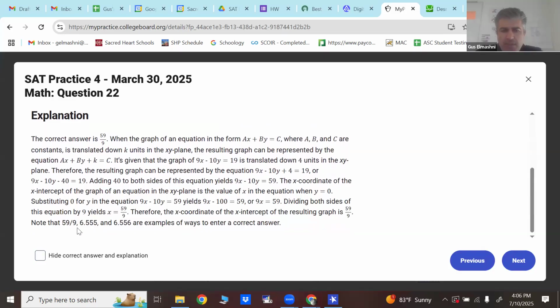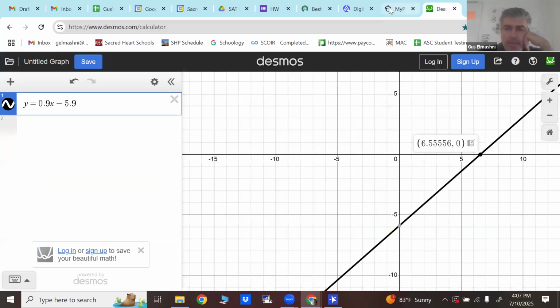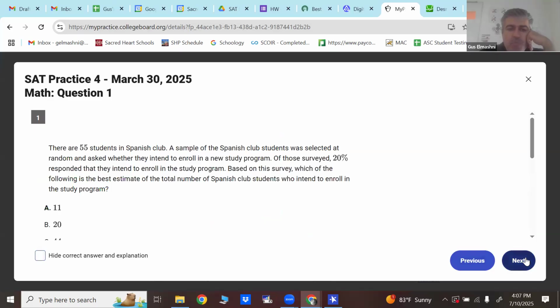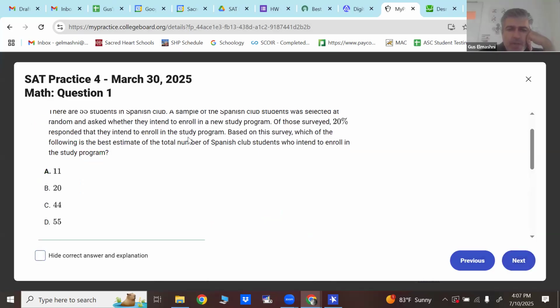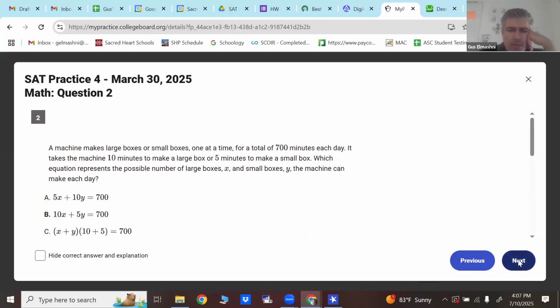You can also do it as a fraction if you did it by hand, by plugging in 0 for y and solving for x. But that's probably, get y by itself and then take away 4 from the y-intercept to shift it 4 units down. That's what I would have done. Here's module 2. See if there are any good opportunities to use Desmos or the strategies.